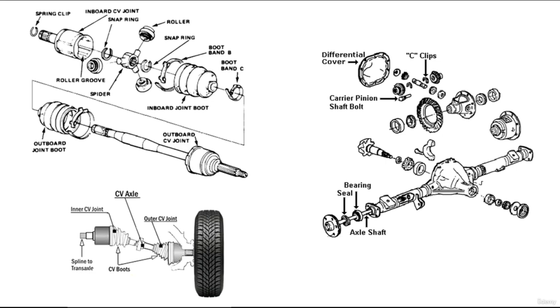The differential carrier supports the inner end of each axle. A bearing inside the axle housing supports the outer end of the axle shaft. This bearing, called the axle bearing, allows the axle to rotate smoothly inside the axle housing.